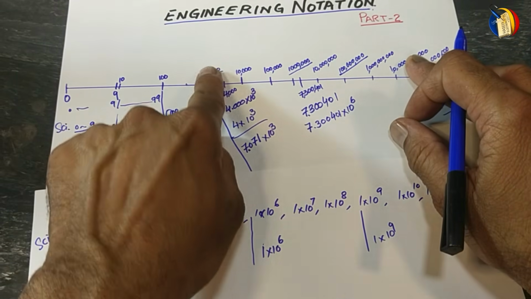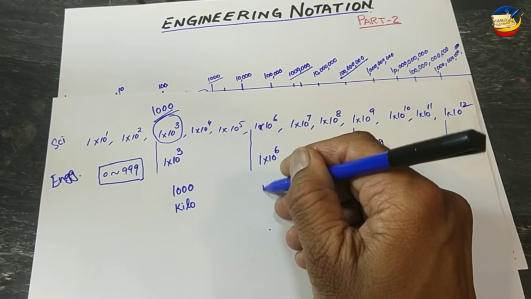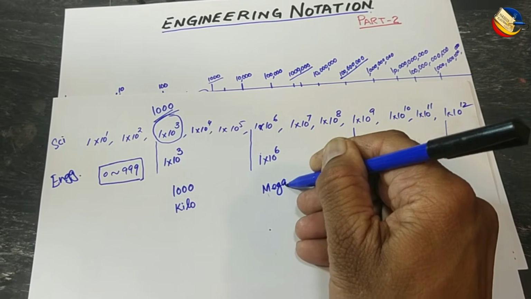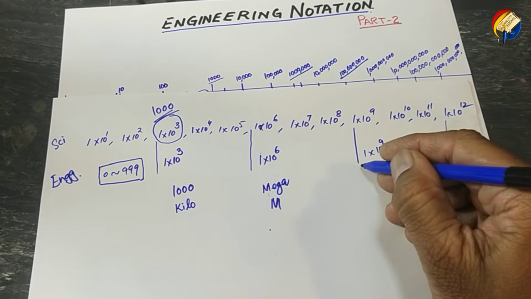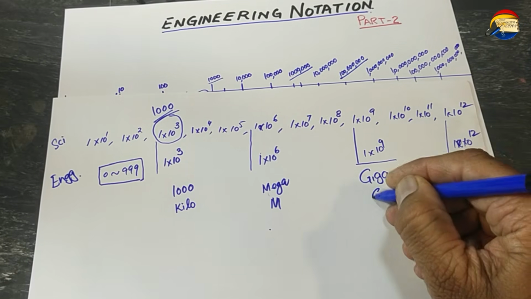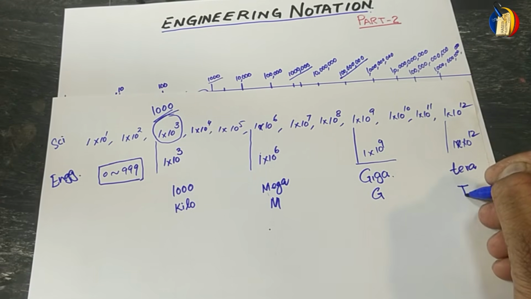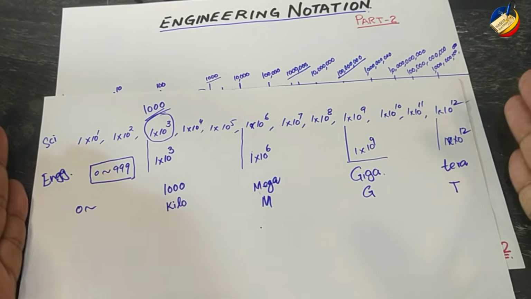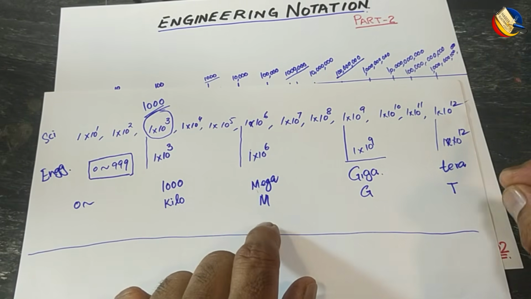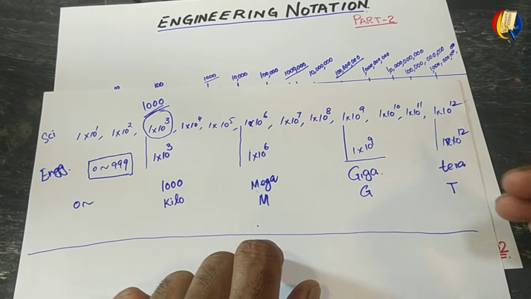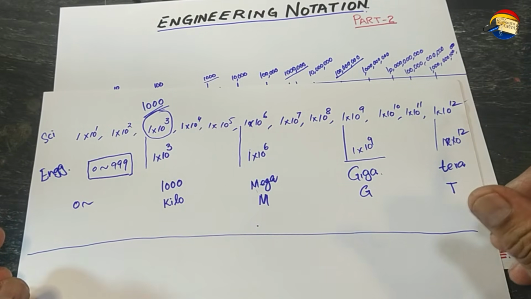As we discussed here, 1 million, 10 raised to the power 6, it is mega, M. Then giga, G. Then tera, T. Most of the time in electronics engineering, these numbers are used. This format is used to indicate, to mention, to express larger amounts, larger values.